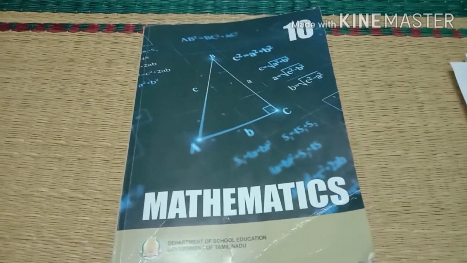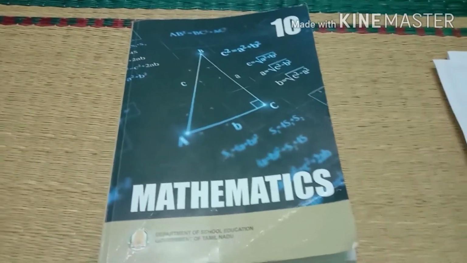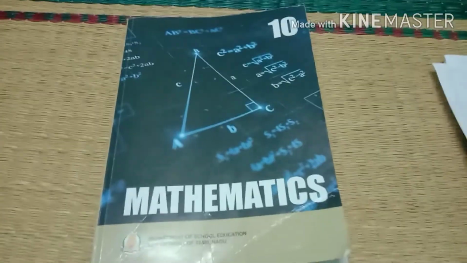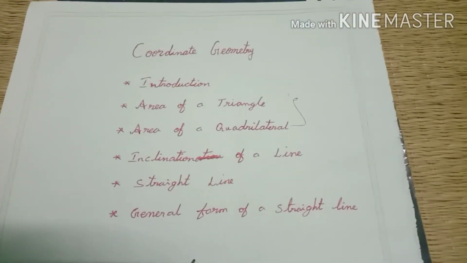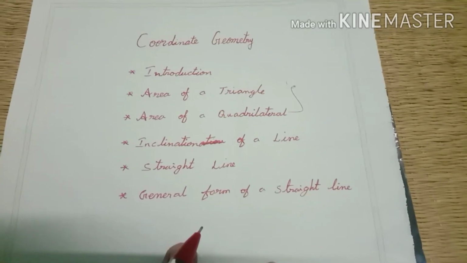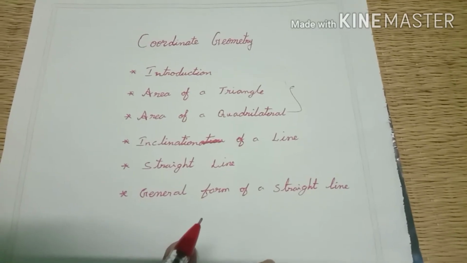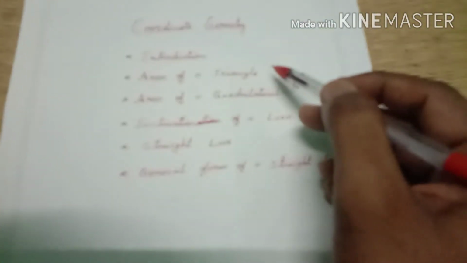In our syllabus, this is one of the most important topics. Now we take coordinate geometry in the syllabus. Coordinate geometry has 6 contents, but today we will only discuss the first 3: introduction, area of triangles, and area of quadrilaterals, right?